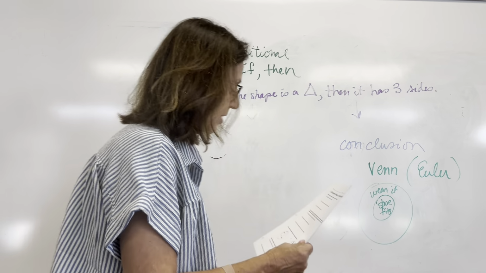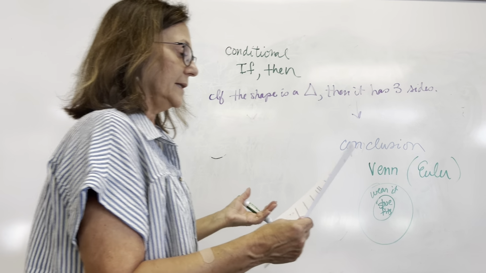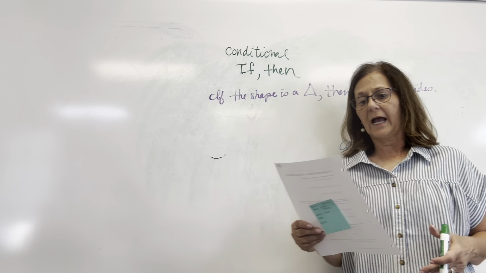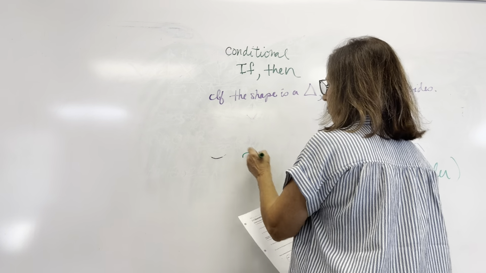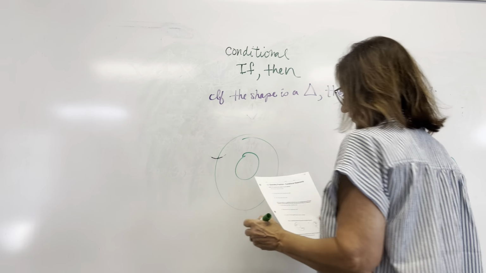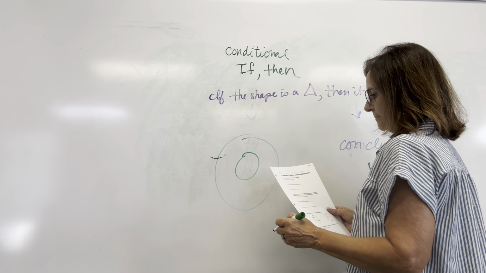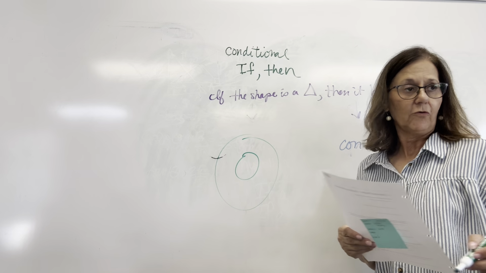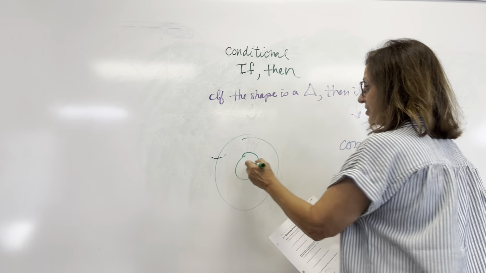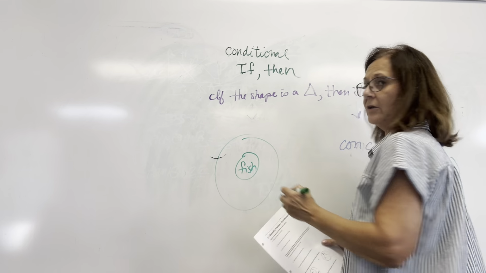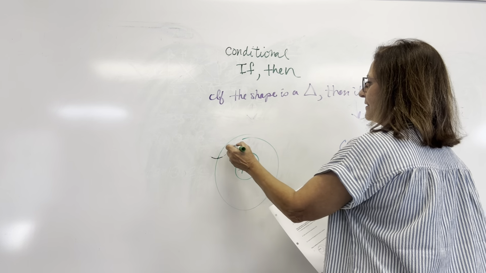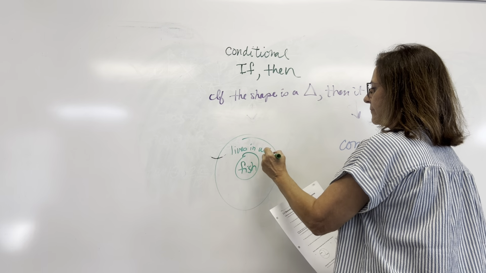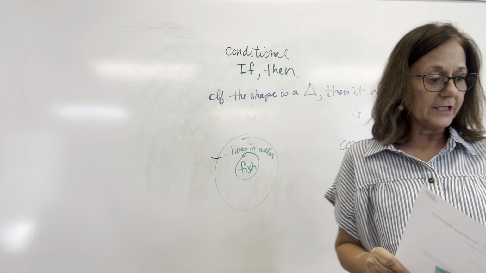If I were to draw a Venn diagram or a Euler diagram for number 3, what would be in the smaller circle for number 3 on page 14? If it is a fish. It would have to be a fish, then lives in water. Got it? You get conditional statements?